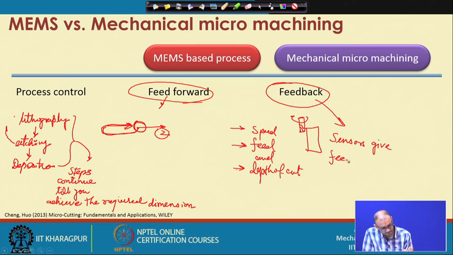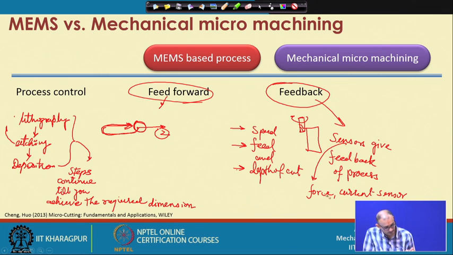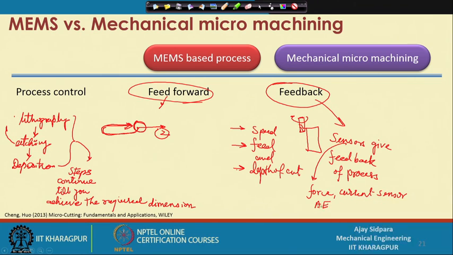Give feedback of process. So, these sensors can be a force sensor, then current sensor, or some type of acoustic emission sensors.